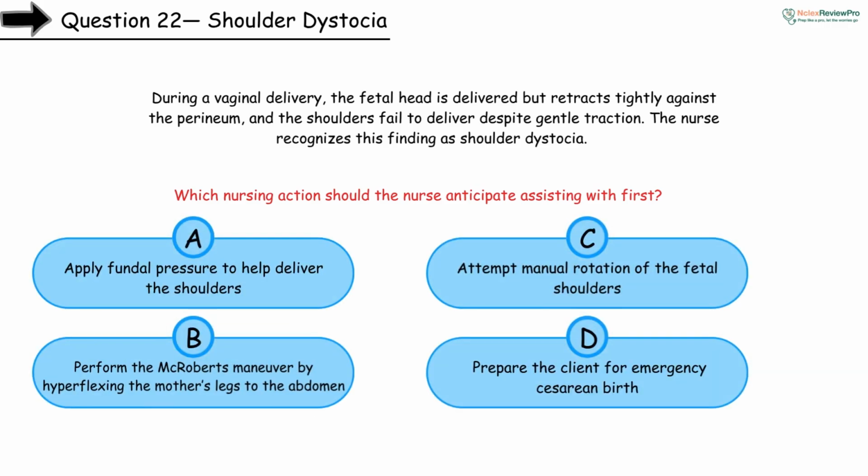Option A, apply fundal pressure to help deliver the shoulders. Option B, perform the McRoberts maneuver by hyperflexing the mother's legs to the abdomen. Option C, attempt manual rotation of the fetal shoulders. Option D, prepare the client for emergency cesarean birth. Take a moment and think about your answer. This is a high-priority obstetric emergency.